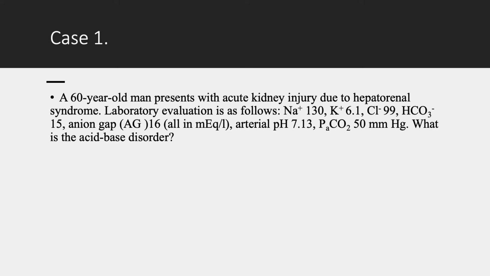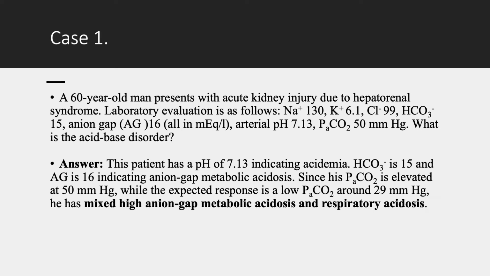Now, let's do some case studies. Case number 1. 60-year-old man with acute kidney injury due to hepatorenal syndrome has hyponatremia, sodium 130, hyperkalemia, potassium 6.1, chloride 99, bicarbonate is low 15, anion gap is 16. We do arterial blood gas, pH is 7.13, so we have acidemia, and also you have a bicarb is low, so you have metabolic acidosis by definition, but also you have a PCO2 that is high. So what's the acid-base disorder?